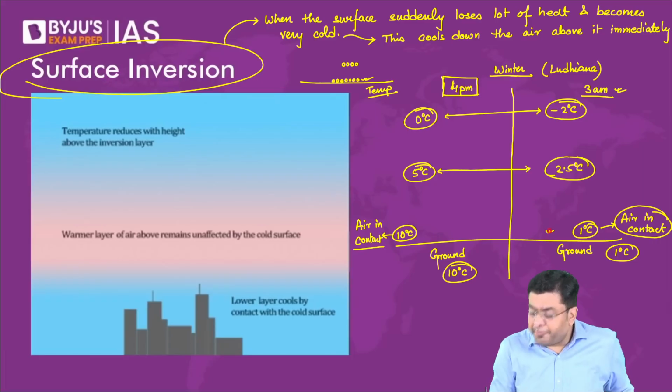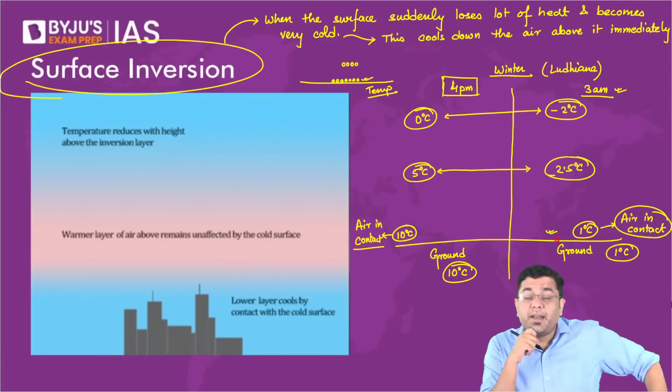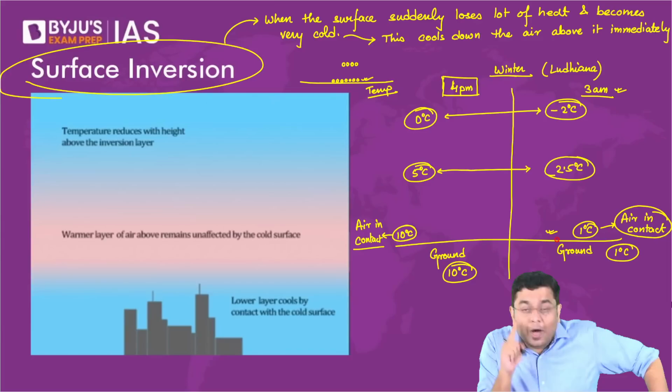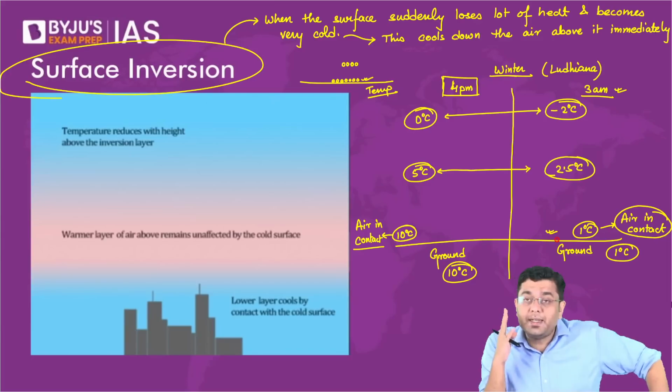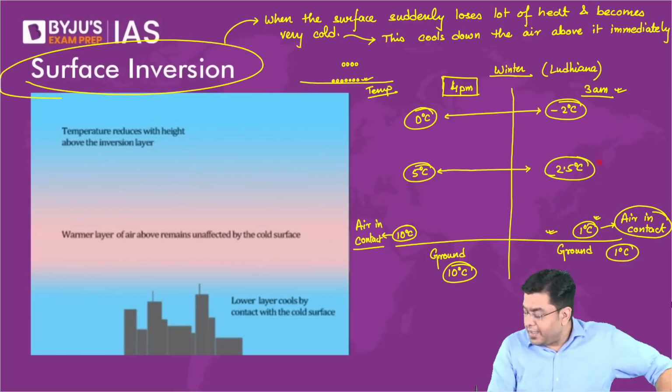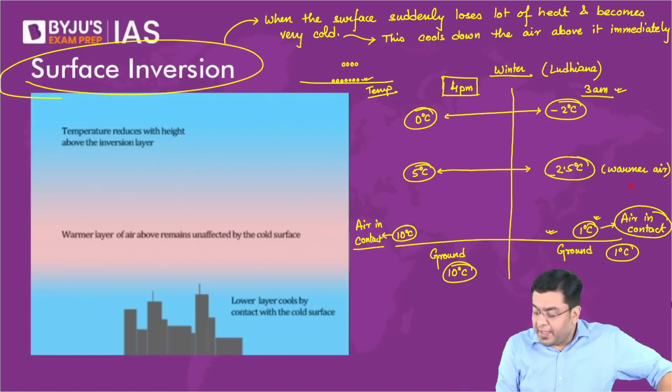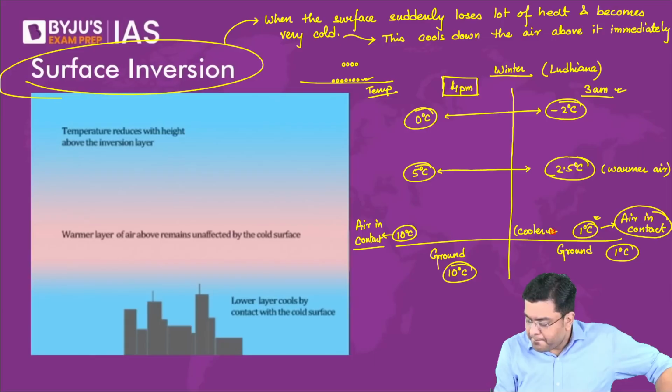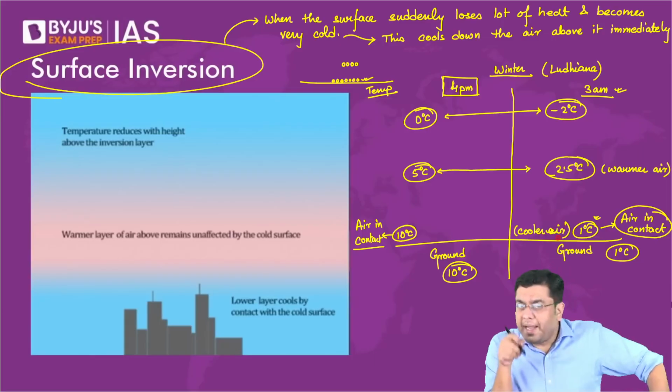The air at the ground surface has cooled down at a much more drastic rate. Why? Because the ground surface has lost heat. During the night, the ground surface has become very, very cold. And because of that, the air in contact will also become very, very cold. So what do you have? Here, in comparison to the ground, you will have warmer air. Here in contact, you will have cooler air. So cooler air at the bottom, warmer air at top.